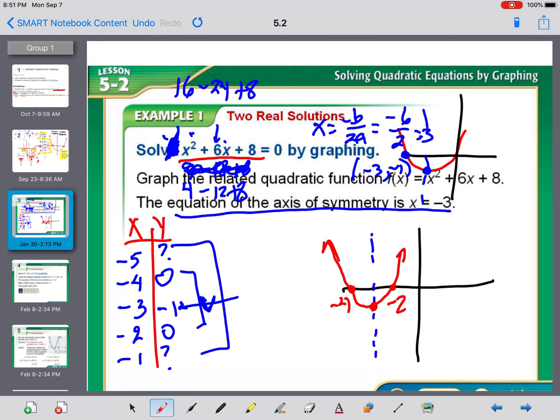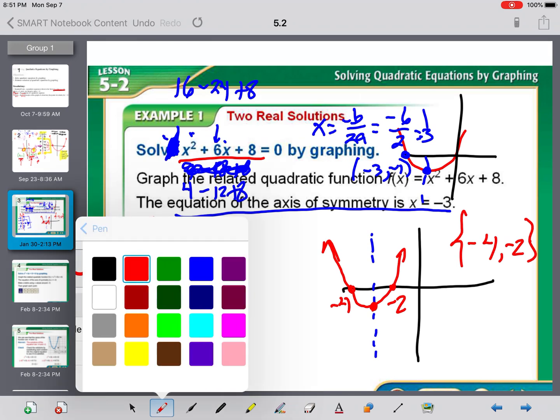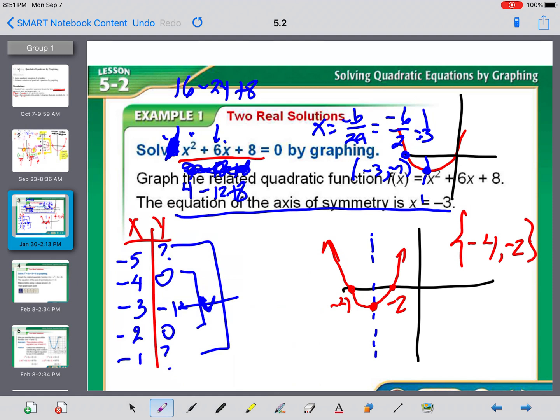So at negative 3, negative 1, and then at negative 4 and negative 2 are the zeros. I'm just going to mark that. It's at negative 4 and negative 2, so the solutions to this trinomial are negative 4 and negative 2. I could write it as a set with negative 4, negative 2. But I just have to really make sure we get this.